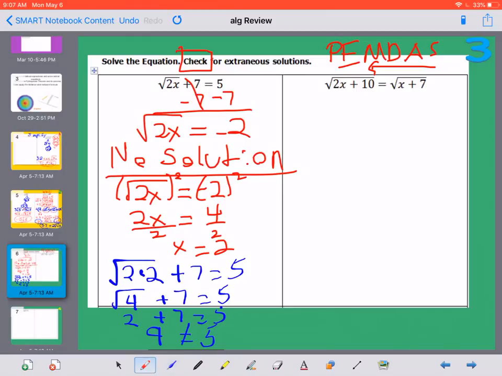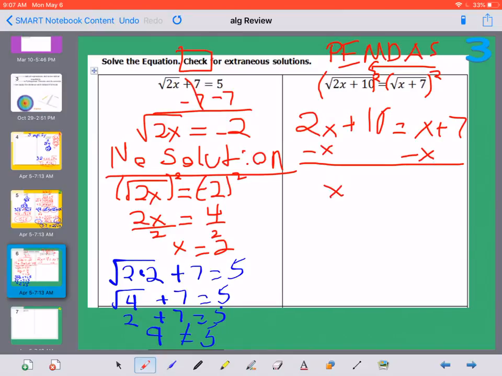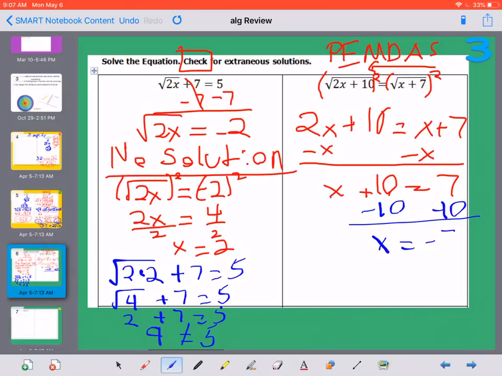Here we have a square root on both sides, so we're going to get rid of that by squaring both sides. When we square both sides, the square root and the squares cancel out, so we have 2x plus 10 equals x plus 7. Now I'm going to subtract x to move that over. So I'm just left with x plus 10 equals 7. Here I'm going to subtract 10. And we get x equals negative 3.